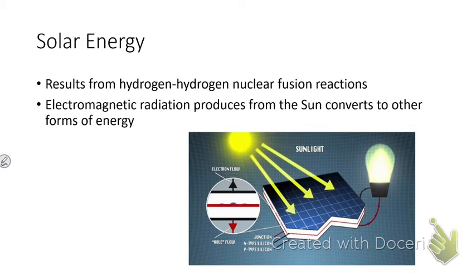Electromagnetic radiation produced from the sun converts to other forms of energy. So it can be converted into electrical energy, right? It can be converted to thermal energy. If you leave something out in the sun, it will warm up. We will talk more about solar energy and alternative energy production at the end of this week.